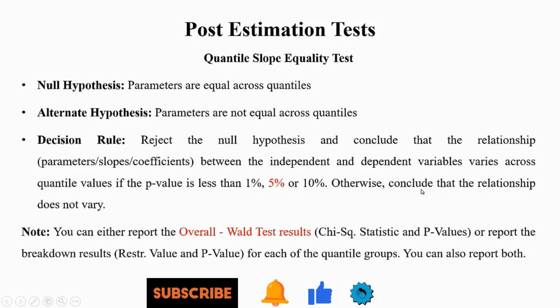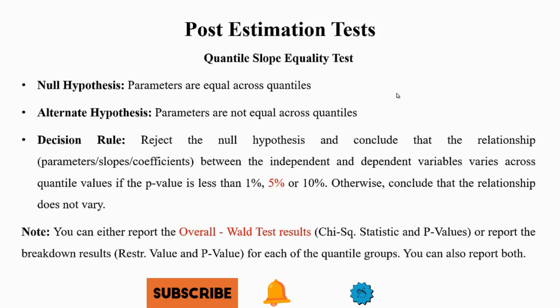The null hypothesis states that the parameters or the coefficients are equal across quantiles. That is 10, 20, 30, 50, up to 90 or 95 quantiles. While the alternate hypothesis states that the parameters are not equal across the quantiles. The decision rule, therefore, is that you reject the null hypothesis and conclude that the parameters or the relationship, the slope, the relationship between the independent and the dependent variable varies across quantile.